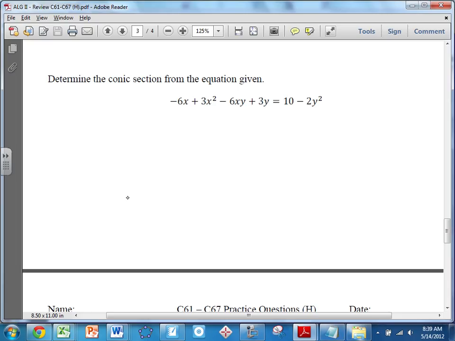What are the 4 sections of a conic section, quickly? Circle, ellipse, parabola, hyperbola. You're not here, you've got to watch that video, guys. Circle, ellipse, parabola, hyperbola. Good.